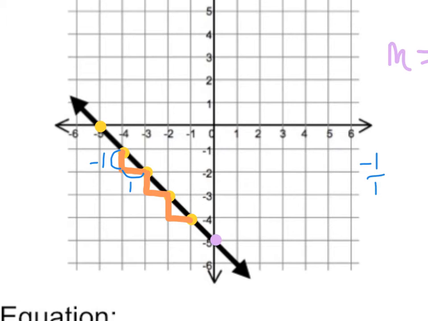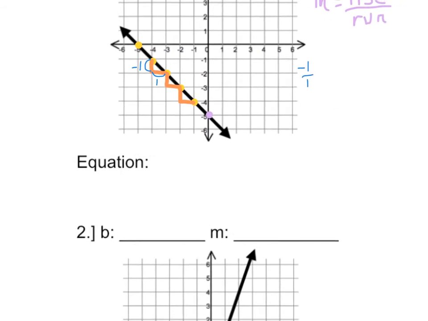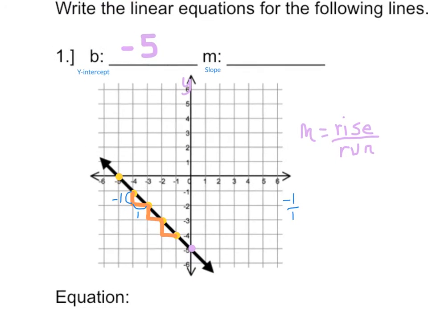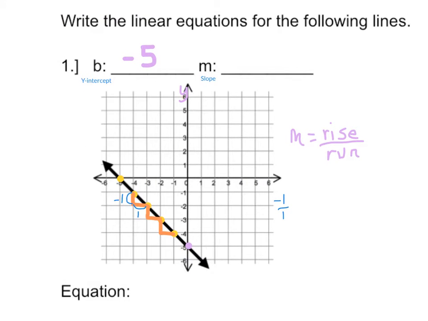So let me go back to our space here. Oh, we're up here. Okay, back here. So our slope for this one is -1 over 1. You could simplify that, you could just say that's -1.